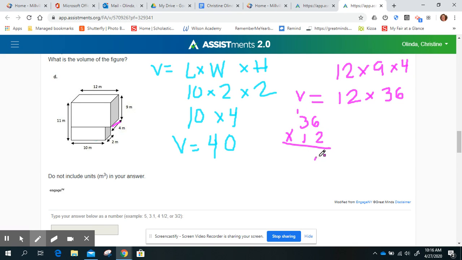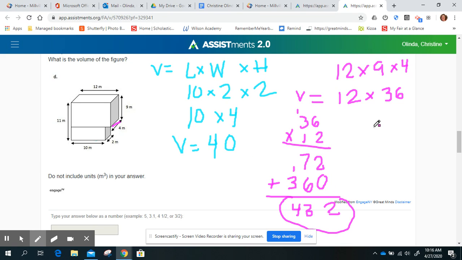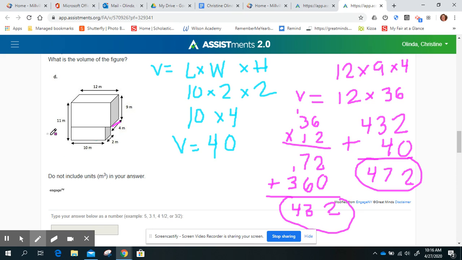6 times 2 is 12. 6 plus 1 is 7. Put the 0. 6 and 3. And then I can add. And I get 432. And then to find the total volume, I'll need to add both of those together. So 432 plus 40. And my answer would be 472 meters cubed. And that's what you'll need to type in the box.